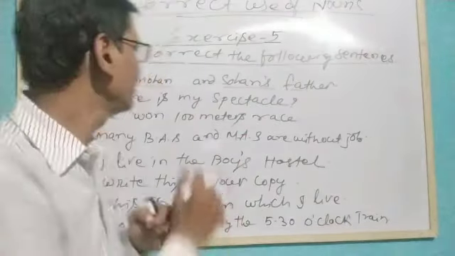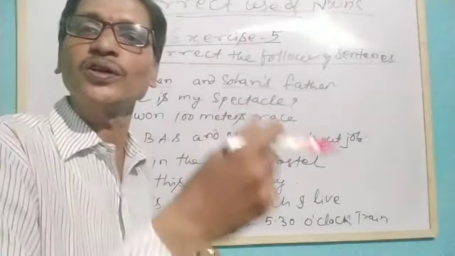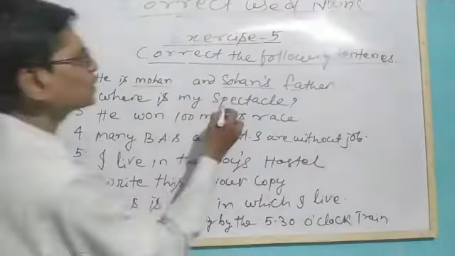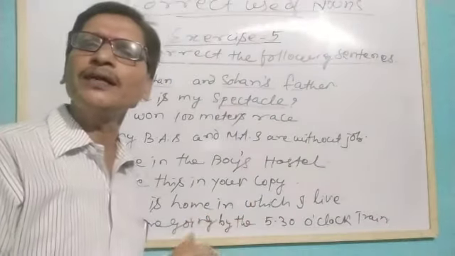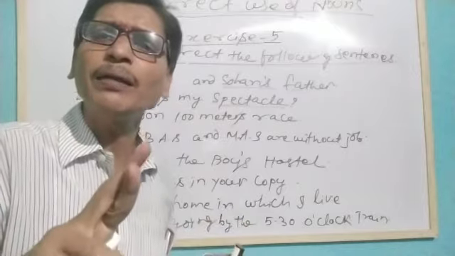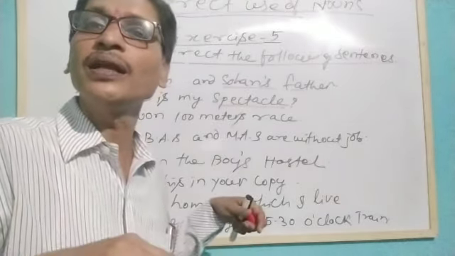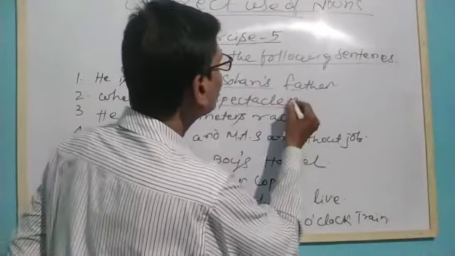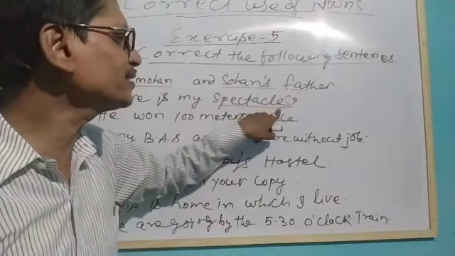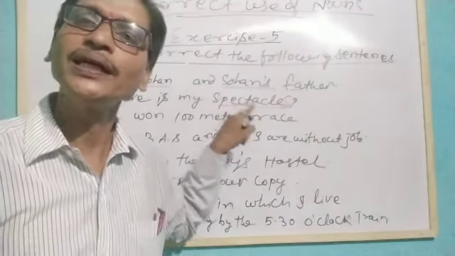It is correct. Mohan and Sohan's father, not Mohan's and Sohan's father. Next comes, where is my spectacle? Spectacle means, I have told you, the spectacle contains two identical parts, two similar things. They are always used as plural nouns. So here we have to use spectacles. This is the error. Unless we write the plural noun over here, our sentence becomes incorrect.